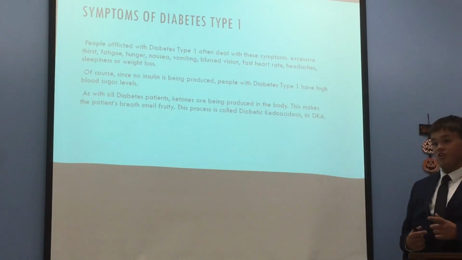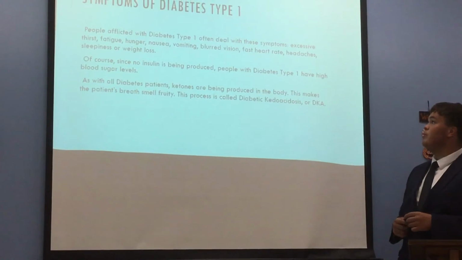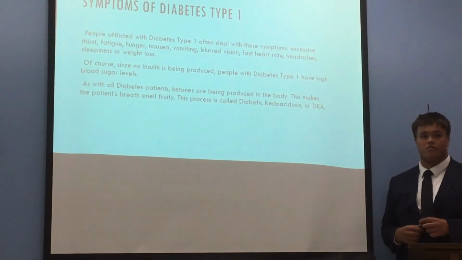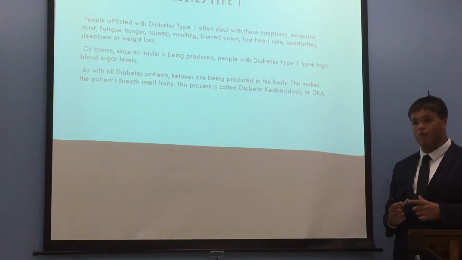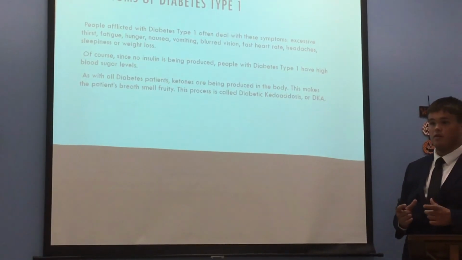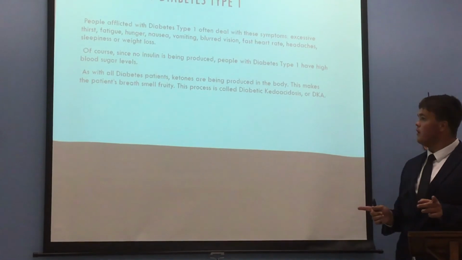Of course, since no insulin is being produced, people with diabetes type 1 have high blood sugar levels. That's where they have to watch and be careful, because if that gets too high, it could wind up with them in the emergency room, and you don't want that.